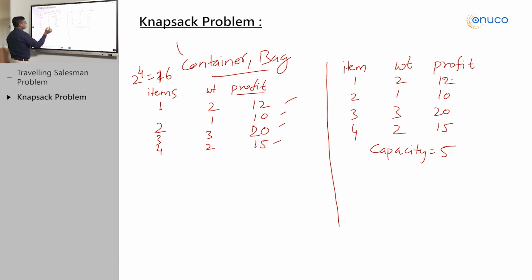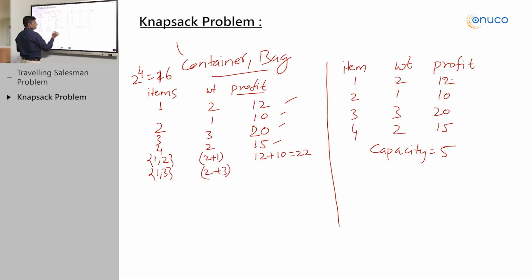Now next we go with combinations. Combination means what? 1 and 2. If you combine 2 plus 1, what is the total weight? 2 plus 1 is 3, less than 5. What is the profit? 12 plus 10 is 22. Similarly, we go with 1 and 3. Total weight is 2 plus 3, 5 kg. It is equal, no problem. And profit is 12 plus 20, 32. So among these, 32 is maximum.